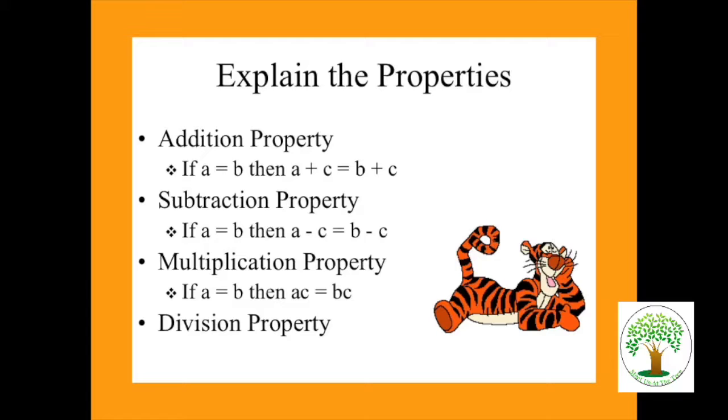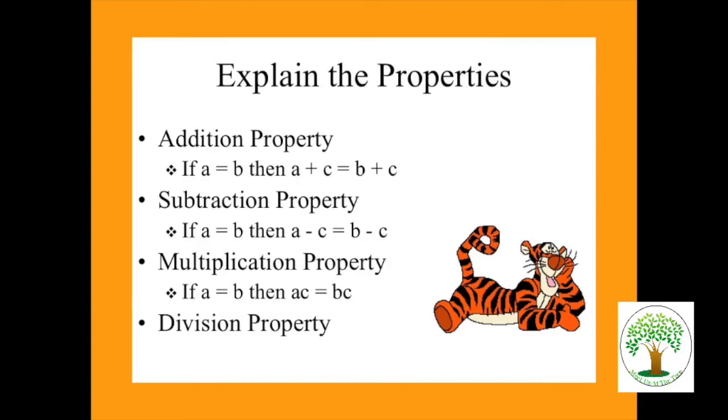Multiplication property, we've done it before. If I have something that's equal and I multiply something on both sides, it will still stay equal. We've been doing that with algebra a lot. Very similar to the example that I've done with addition and subtraction. And now we have the division property.